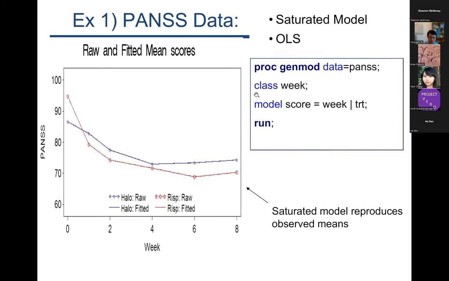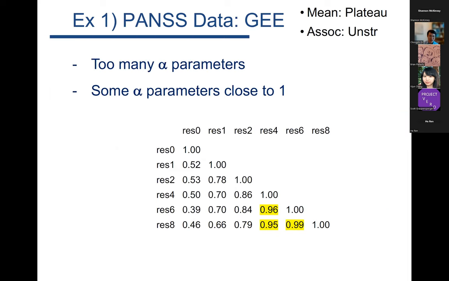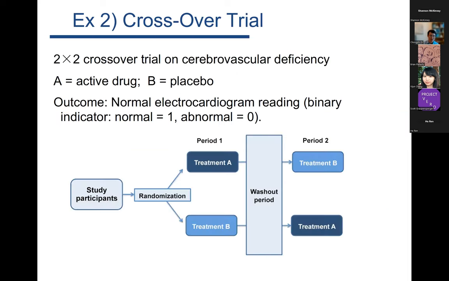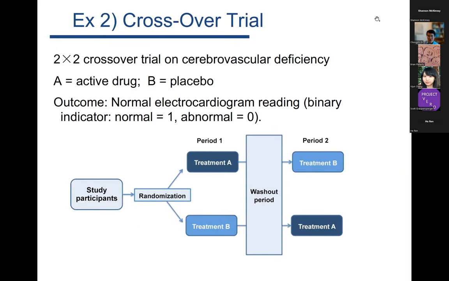Now I think we went through this example already, so let's go to the second example. Okay, so this example, I also took from the textbook by Lee, Ziegler and Haggerty. This is from a 2x2 crossover trial.